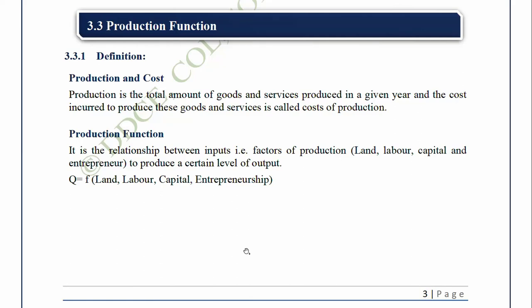3.3.1, Definition. Production and cost. Production is the total amount of goods and services produced in a given year, and the cost incurred to produce these goods and services is called cost of production. Production function. It is the relationship between inputs, that is, factors of production like land, labor, capital, and entrepreneur, to produce a certain level of output. So, Q is a function of land, labor, capital, and entrepreneurship.